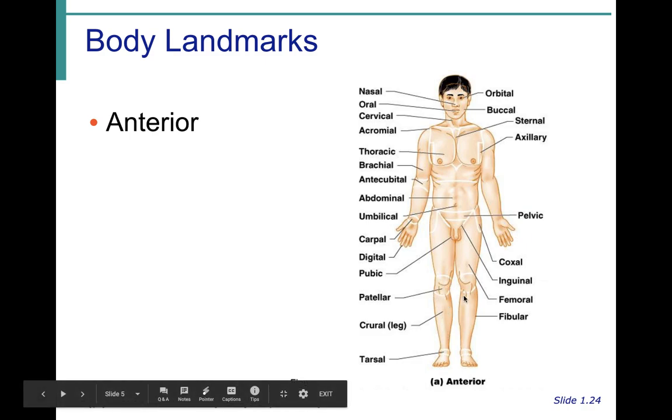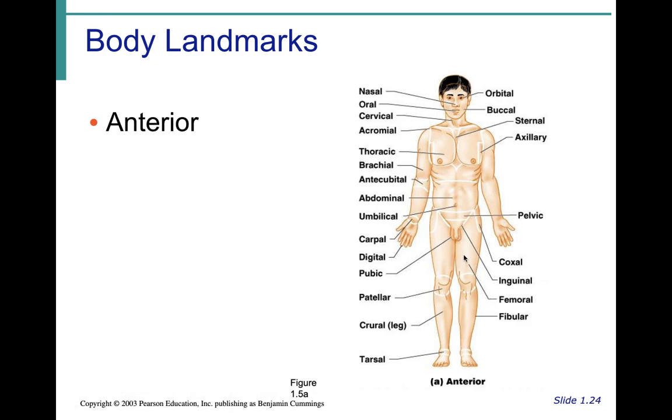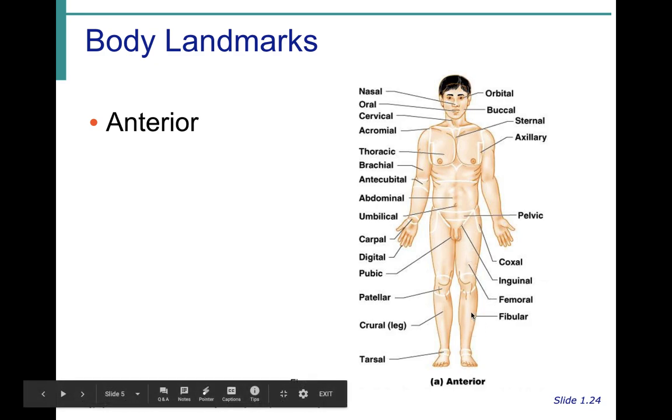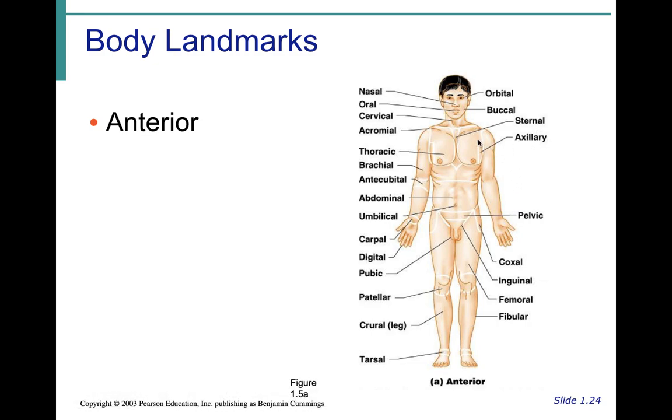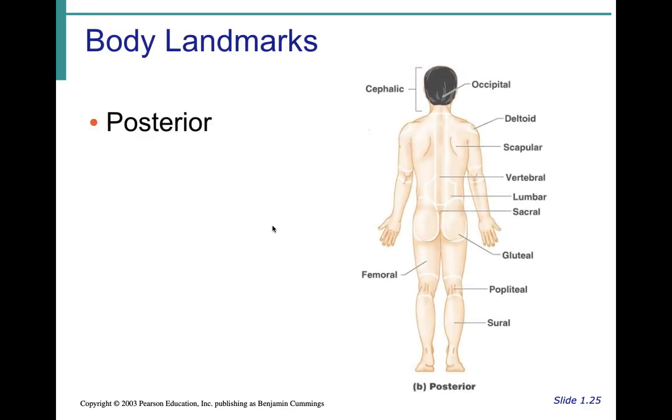Patellar is your knee. Femoral is your femur, which is up here. Fibula is your fibula bone, so it's fibular. Axillary is your armpit, and then sternal is the breastbone. Buccal is the cheek, and then orbital is the eye. So what I have on the lab that you're doing are about 25 of these total between the anterior and the posterior that you need to know.